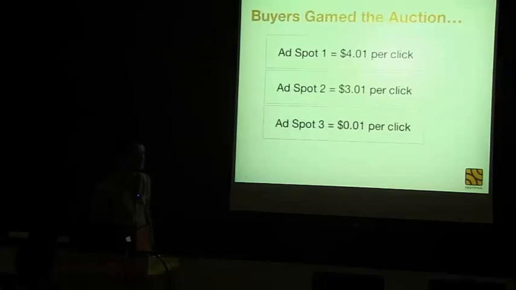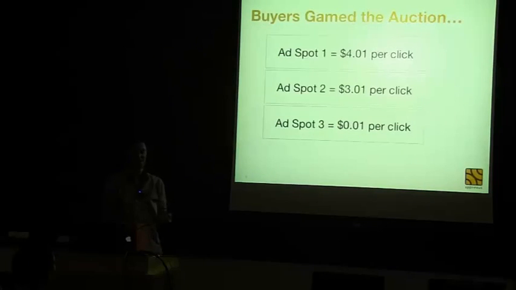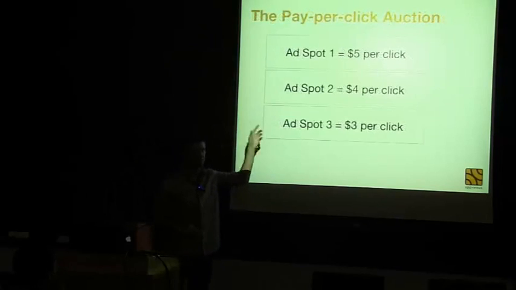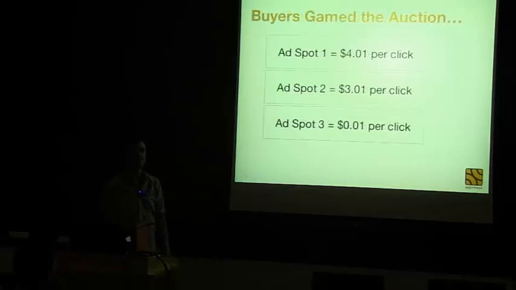So the biggest issue was that buyers figured out that they could game the system. They would log in, and people figured out, what actually happens if I lower my bid? Could I get the same placement? And if the top buyer actually values a click at $5, in this case, they can actually shade their bid. They can lower their bid to $4 and a penny, and they can still get the top spot.